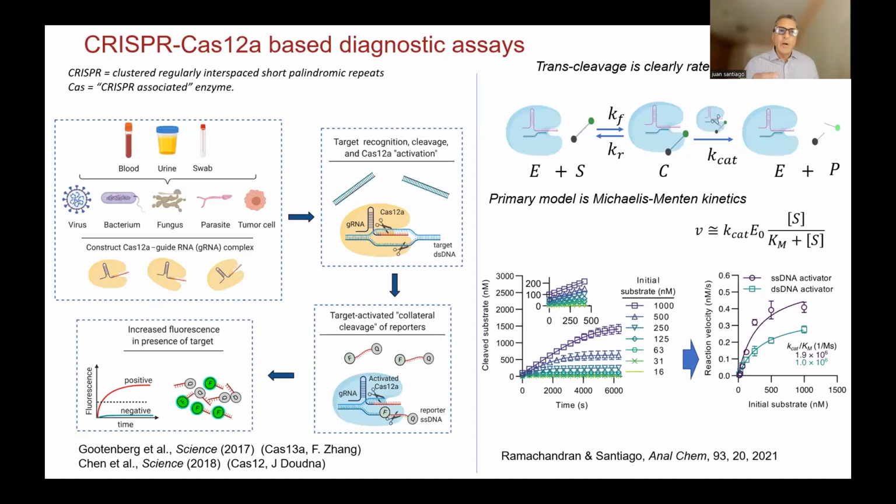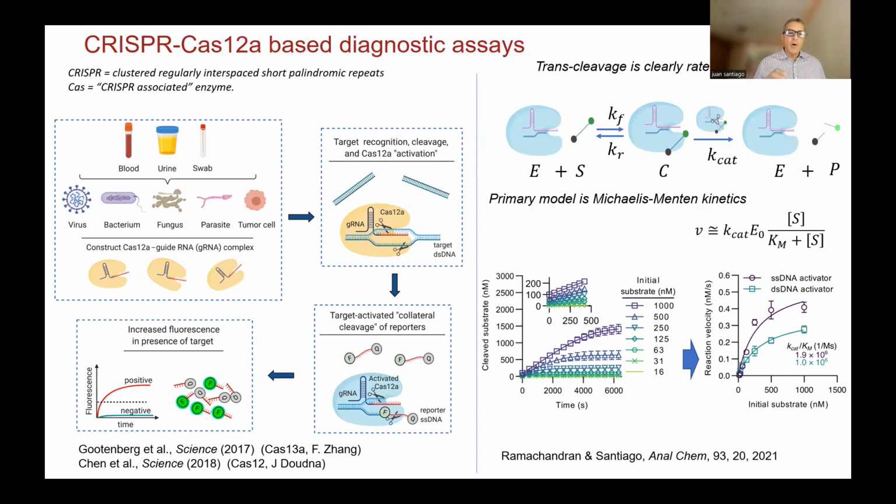So to tell you a little about CRISPR-Cas kinetics, I'll give you an example of CRISPR-Cas12a, one of the orthologs of CRISPR. This is an enzyme that can be used as a diagnostic. So for the diagnostic applications of CRISPR, the enzyme here is depicted as this yellow blob. The enzyme is functionalized with a guide RNA molecule.